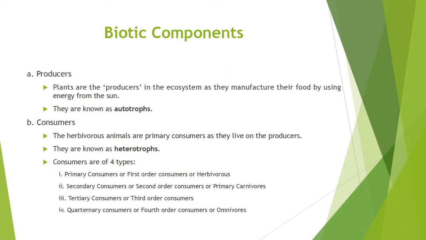Next, tertiary consumers or third order consumers. These are the large carnivores which feed on the secondary consumers. Example, wolf. And the last one is quaternary consumers or fourth order consumers or omnivorous. These are the largest carnivores which feed on the tertiary consumers and are not eaten up by any other animal. Example, lion and tiger.